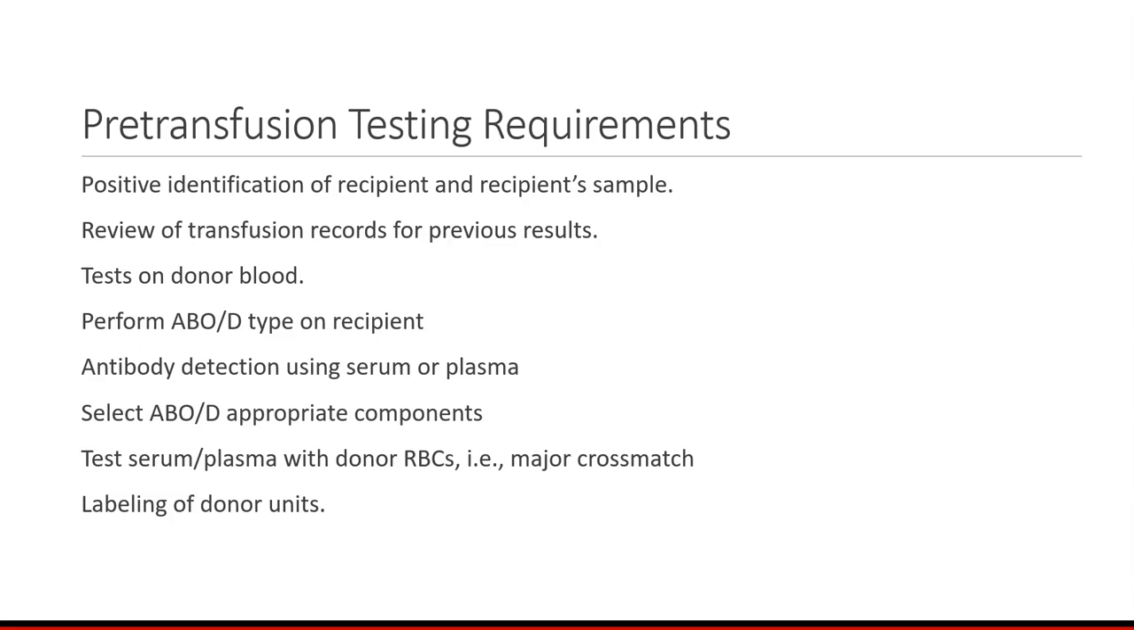For example, we've spoken that in an emergency situation, group AB plasma is the universal donor. But if you have time and you have a type on the patient, then we go with type specific. You want to test the serum or plasma with the donor red cells. This is called a major cross-match, and we'll talk about the different ways this is done. And then ultimately, once all this is done, appropriate labeling of the donor units.